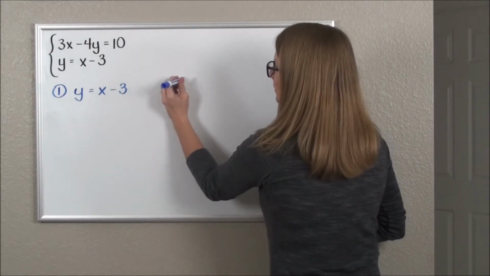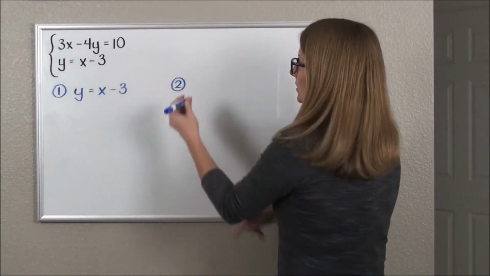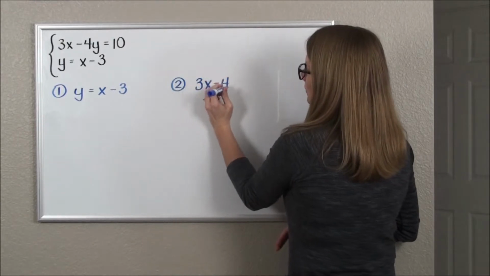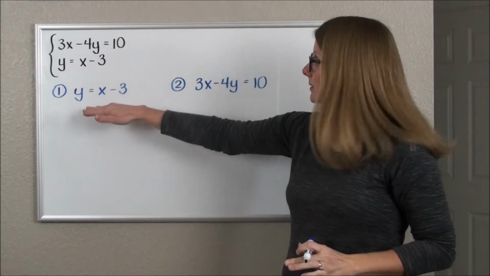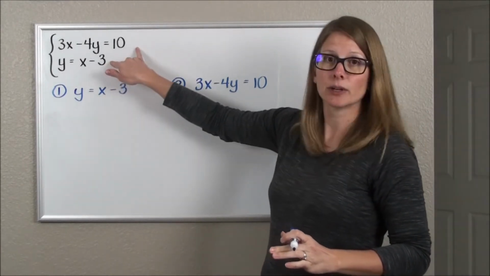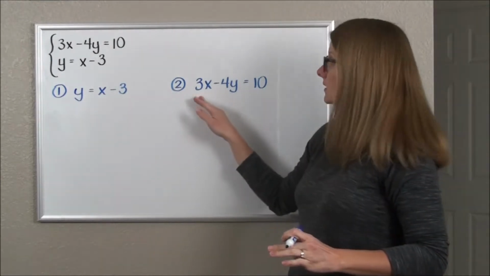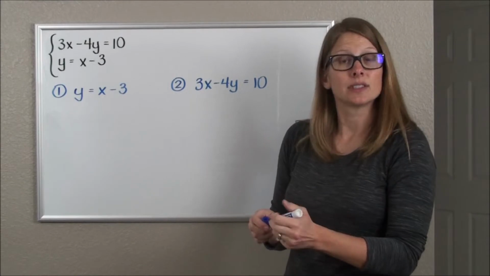And then step 2, I'll use the other equation. So since I already used that bottom equation, step 2 will now use this other one, which is 3x minus 4y equals 10. So first steps begin with just writing down the original 2. Your first step shows an isolated variable. The second step shows whatever the other equation was. And this is where we now begin the substitution.